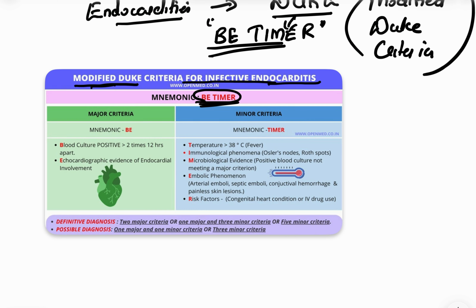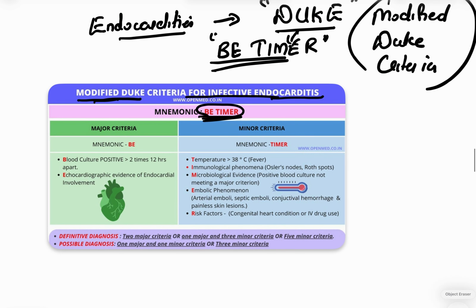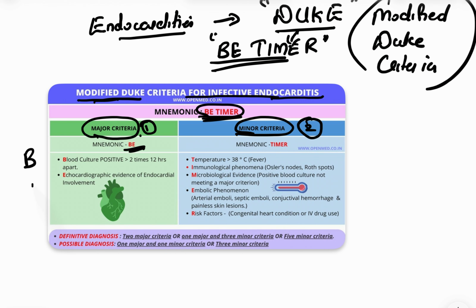This modified Duke criteria has two criteria in it, very, very easy to remember. Don't worry about the things I'm saying, just concentrate. One is major criteria, and the second one is minor criteria. In the major criteria comes BE, and the minor is TIMER. So for the modified Duke criteria for endocarditis, the mnemonic is BE TIMER.